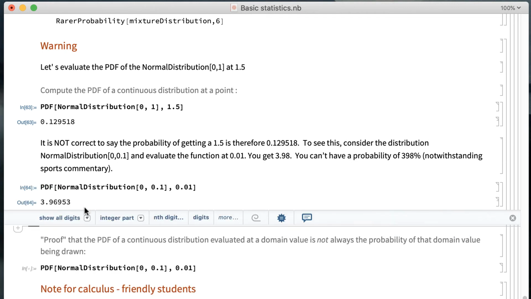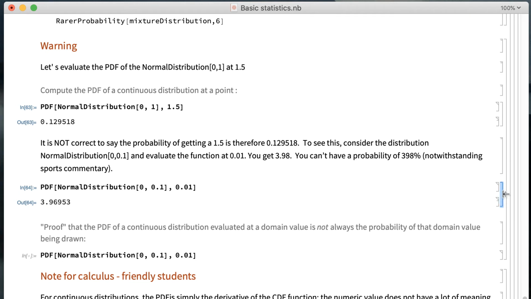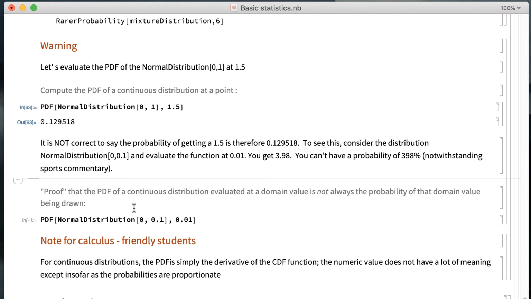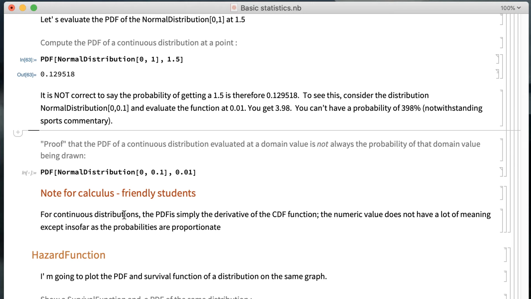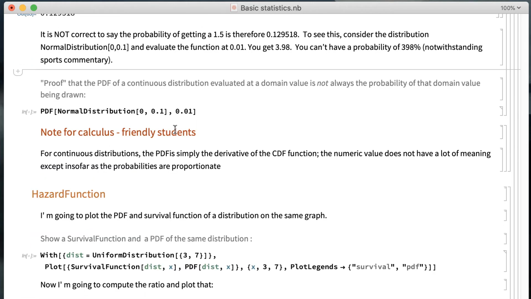And we're getting 3.97. But you can't have a probability that's 3.97. It has to be between 0 and 1. And so a PDF is not, for a continuous distribution, the same as a probability. Sometimes we can call it a likelihood, but it's not a probability. And you should know, as I think I mentioned in one of the annotations, for continuous distributions, the PDF is simply the derivative of the CDF function.